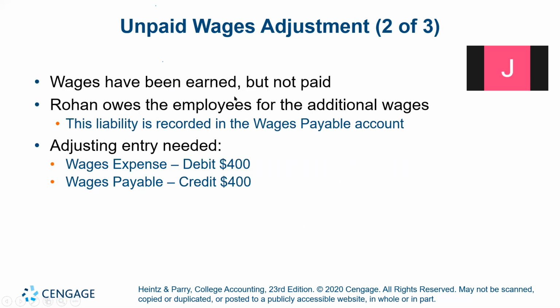Wages have been earned but not paid. The company owes the employees for the additional wages. So you have to record an expense and a liability. You debit wages expense, or wages and salaries expense or something like that, and you credit wages payable. That is a legitimate liability in every way. The company does owe you the money on that date. If they fired you that day, they have to pay you. If you quit that day, they have to come up with the money pretty darn fast. So it's a legitimate liability, okay?